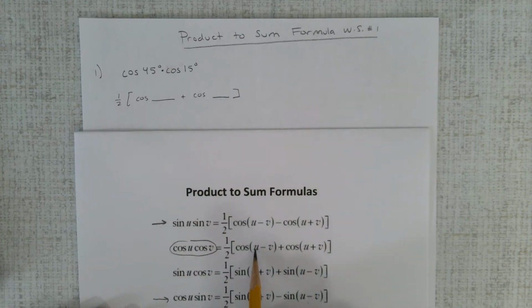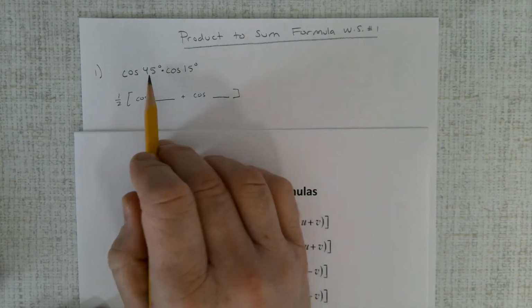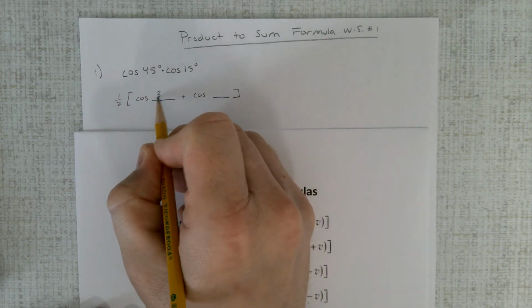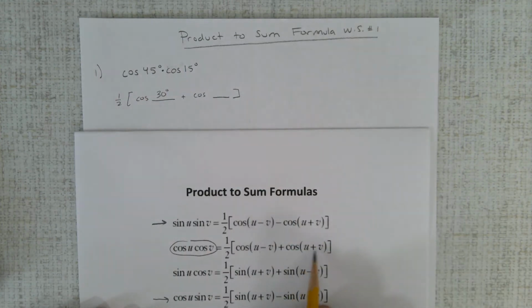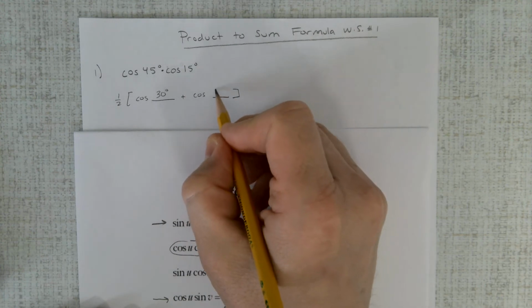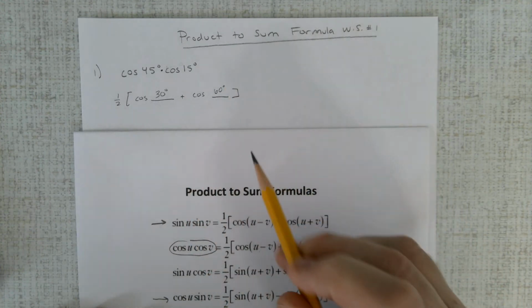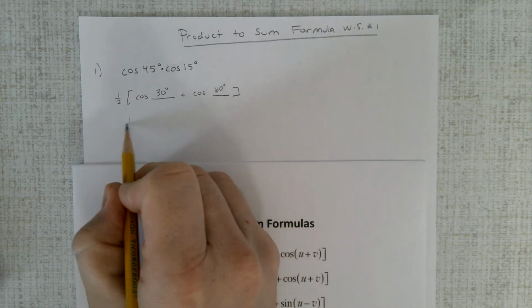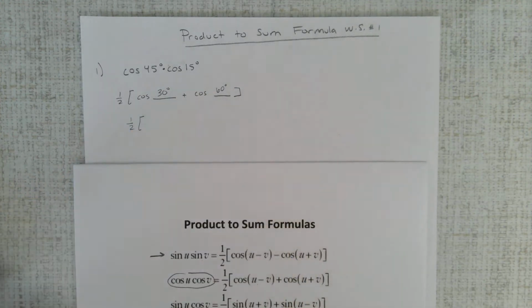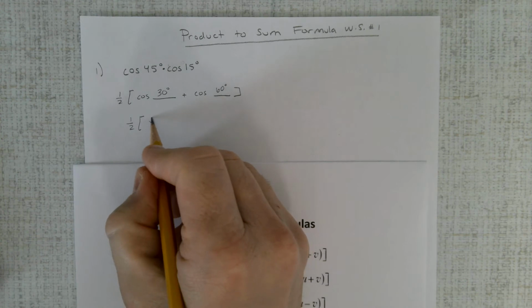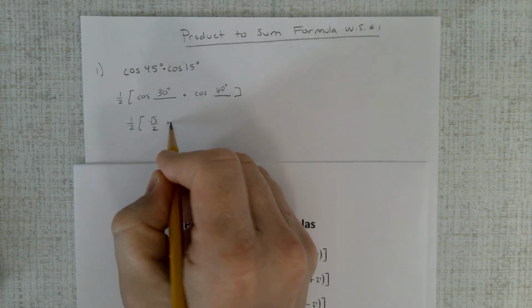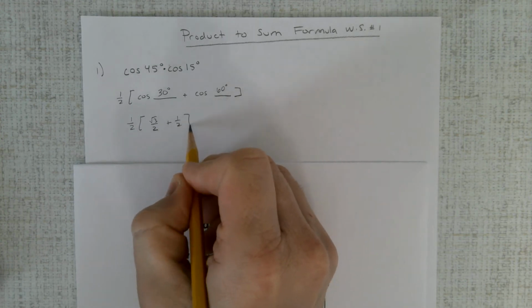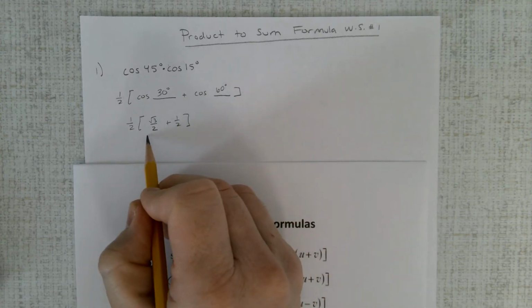Well, first, I subtract them in that order. So 45 minus 15 is 30 degrees. And this is I add them in that order, so that is 60 degrees. And the reason for this is, hopefully you can see now, these are unit circle values. So I have a half times cosine of 30 is root 3 over 2 plus cosine of 60 is a half. Let's go ahead and do order of operations.